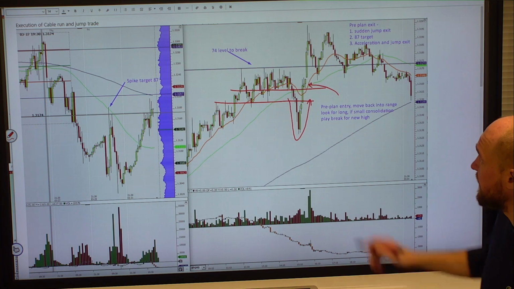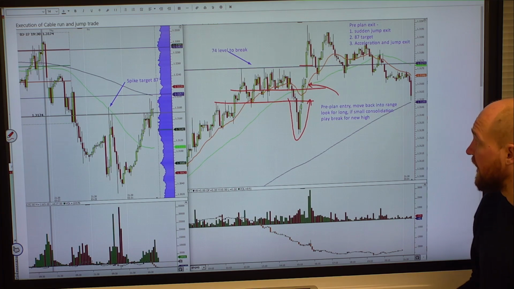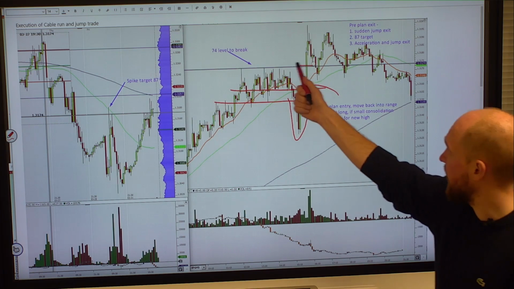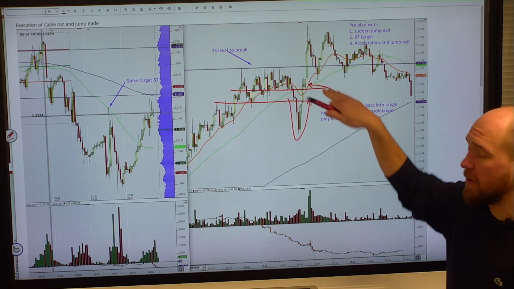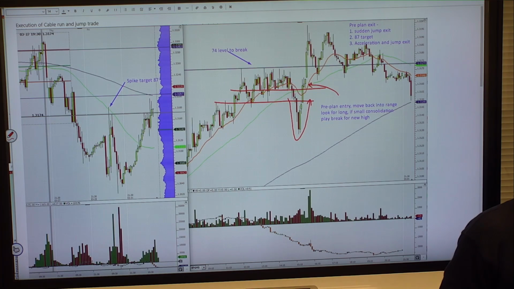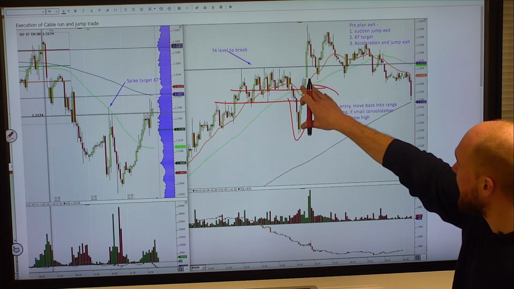Final entry possibility is to try and play the break of the new high. That's the difficult one, because you've got to be very quick on that, or you've got to put a stop in and hope that your stop doesn't get slipped on a move higher. So they're the ways that you're looking to get into the trade.